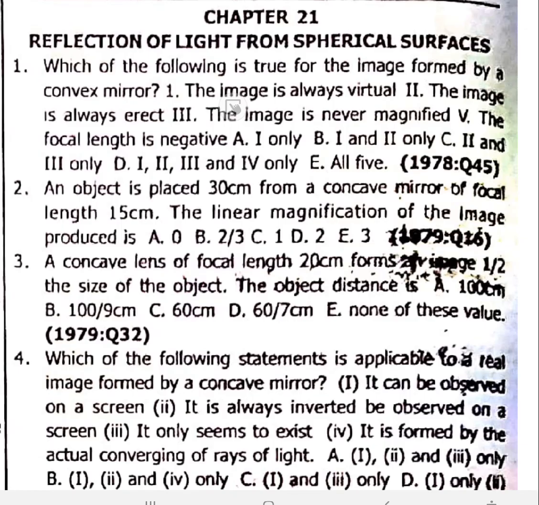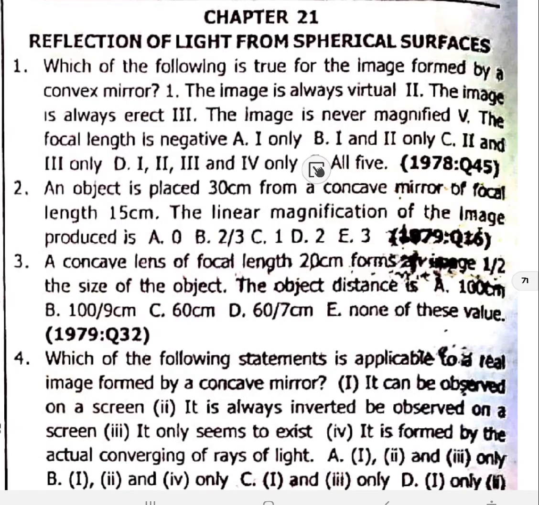Alright, they say, which of the following is true for the image formed by a convex mirror? For a convex mirror, the image distance and the focal length are negative, only the object distance is positive. So the image is always virtual. Image is always erect. Image is never magnified. The focal length is negative. Makes sense.